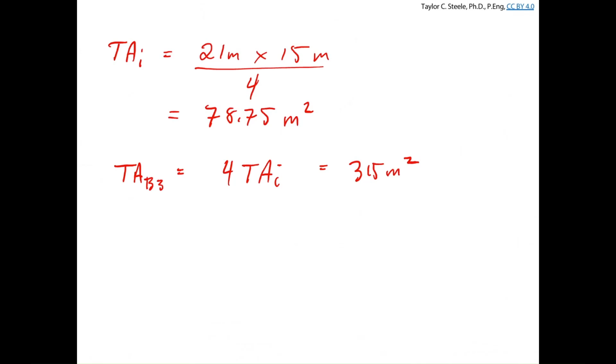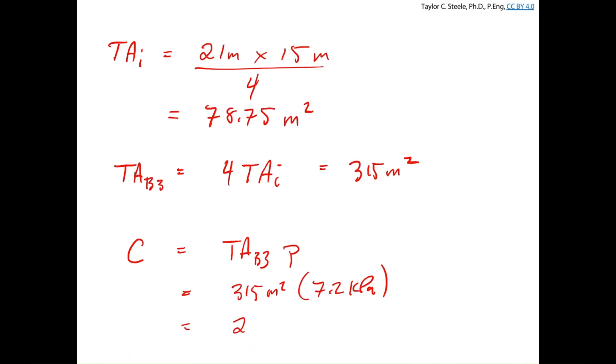Now, if all 4 floors carry the same pressure, we can say the total compression acting in that column is going to be equal to the tributary area for that column multiplied by the pressure on each floor. That's going to be 315 meters squared multiplied by the 7.2 kPa. And if we do that, the total acting on that floor area, 7.2 times 315, is 2,268 kilonewtons. Okay?